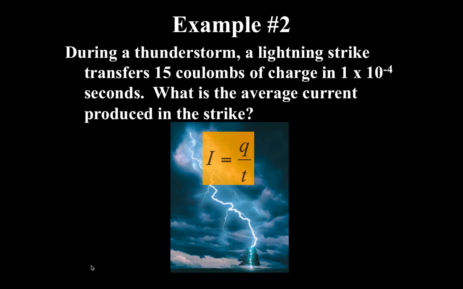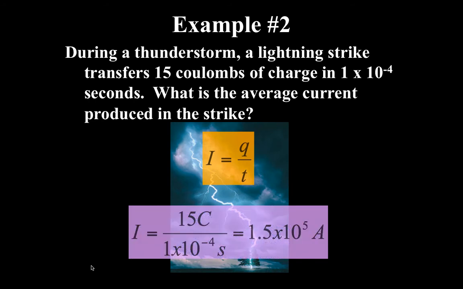You have to make sure when plugging into your calculator, you're using parentheses. 15 divided by parentheses, 1 times 10 to the negative 4, close parentheses, equals, should give you 1.5 times 10 to the positive 5 amperes. Remember, your calculator is only as smart as you program it to be. So if you leave out the parentheses, you are not going to get the correct answer.